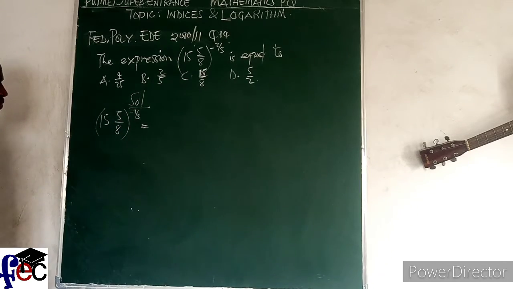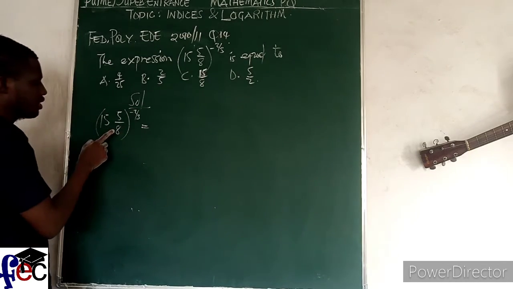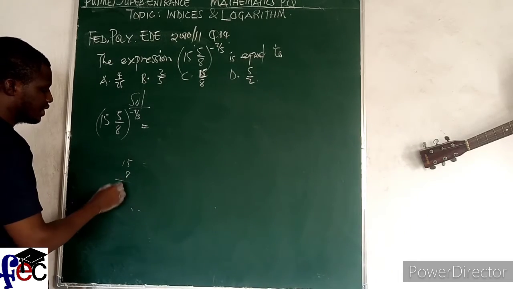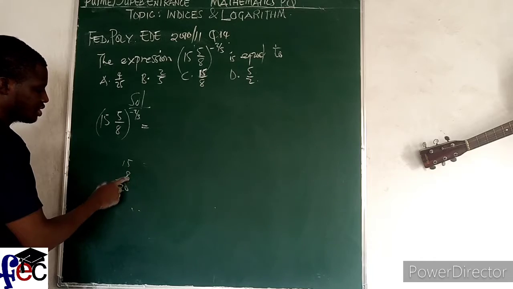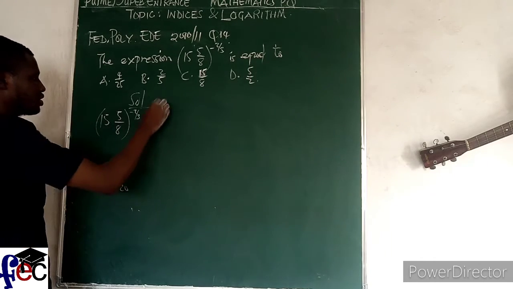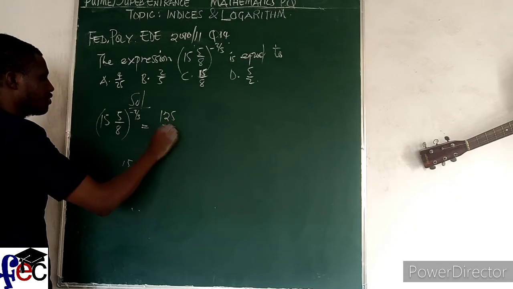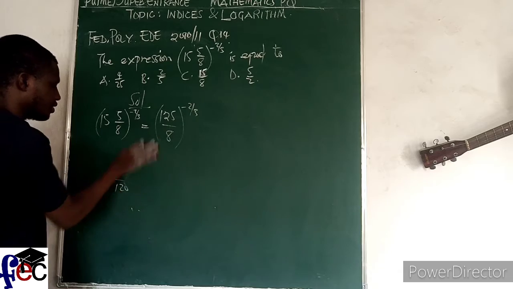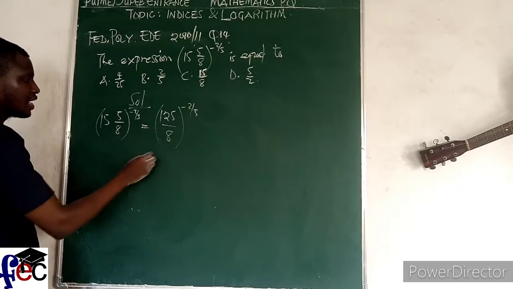What will this become? Of course, this is going to be 8 multiplied by 15. Is that not 120? This time this is 40, 0 carry 4, that's 120 plus 5. So this is going to be 125/8 raised to power minus what? 2/3. So what would this imply?